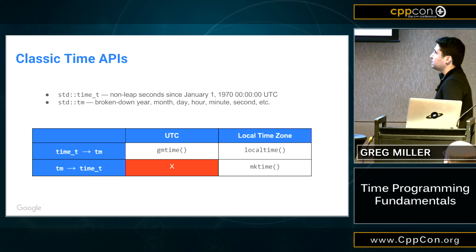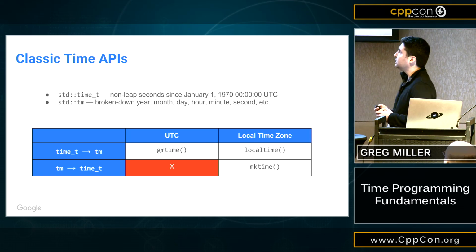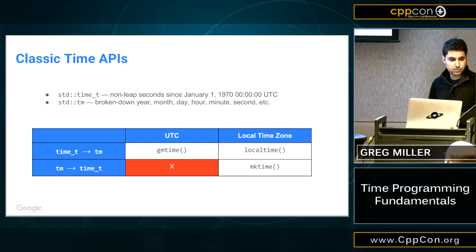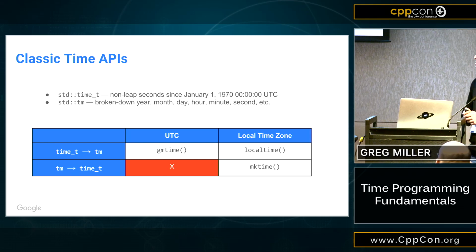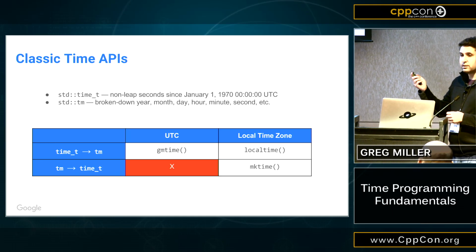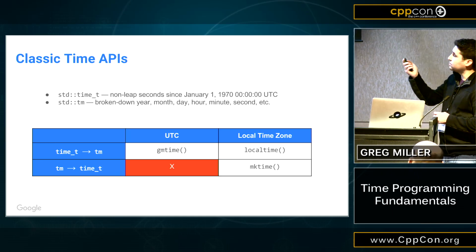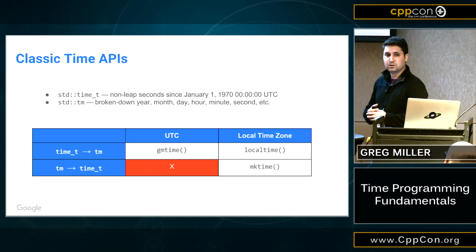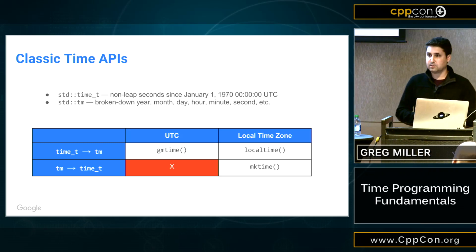And fundamentally, they're based around this type called time_t. And a time_t is a count of non-leap seconds since January 1st, 1970, 0 hours, 0 minutes, 0 seconds in UTC. So a time_t value of 0 represents this date and time right up here. That date and time we typically refer to as the Unix epoch. So you may hear me say that.